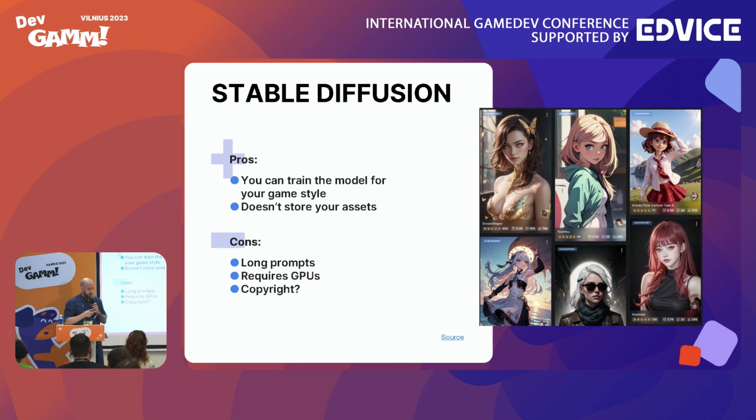And the last option is Stable Diffusion, and the best part is that you can train this model for your game style, and moreover, you can host it on your infrastructure, so you will not store your images somewhere in the cloud. You can run it on your local PC, you can run it in your cloud, but you need to write longer prompts, and you need GPUs.